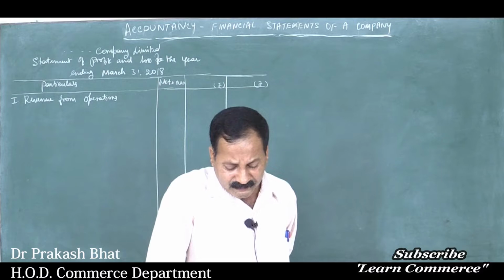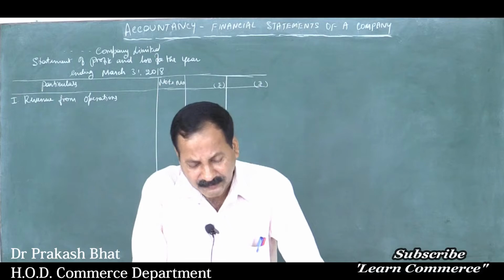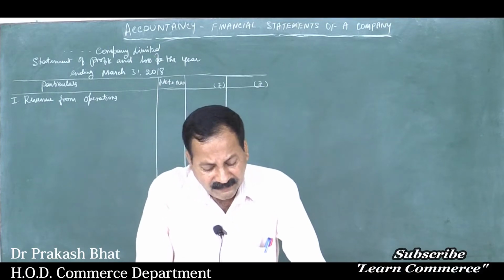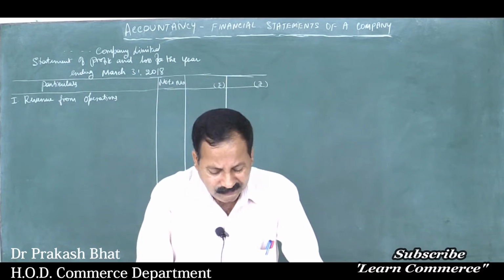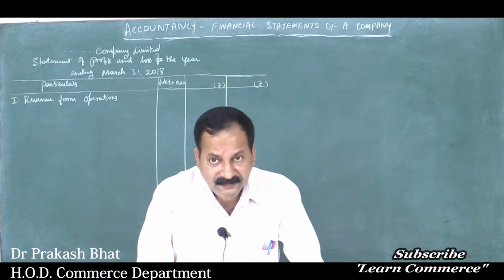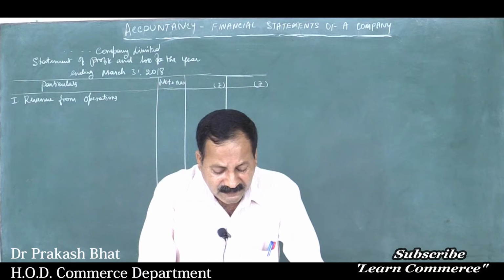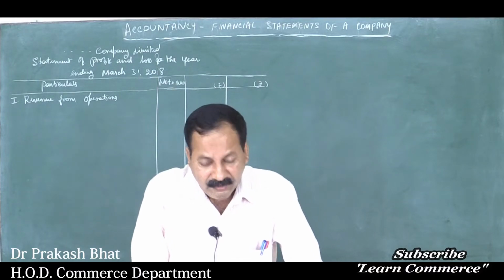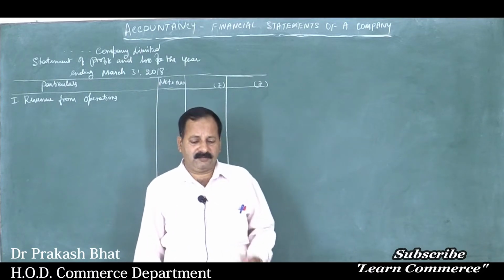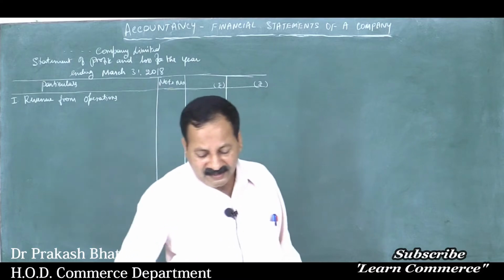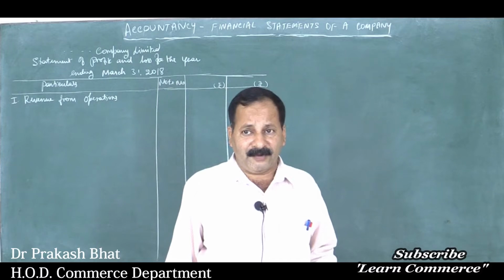10% debentures, the date is given. When the debentures were issued, not purchased, the date is given, 1st April 2017. So you need not worry about debentures, but you have to worry about the interest part. When the debentures were issued at 10% interest rate on 1st April, that means at the beginning of the year, for the full year the debenture interest should be calculated, and debenture interest is a finance cost. Finance cost, remember it. Clear?